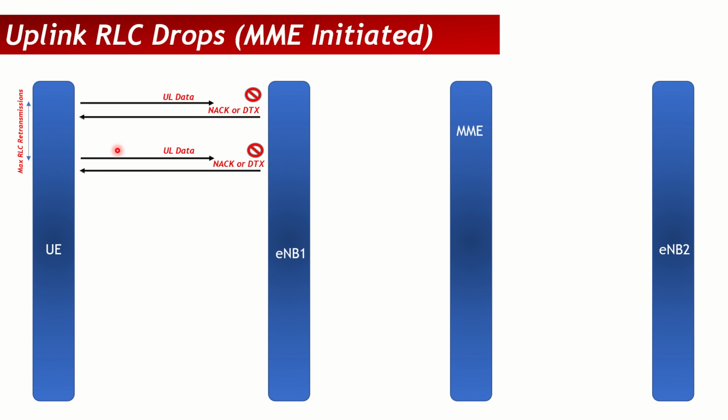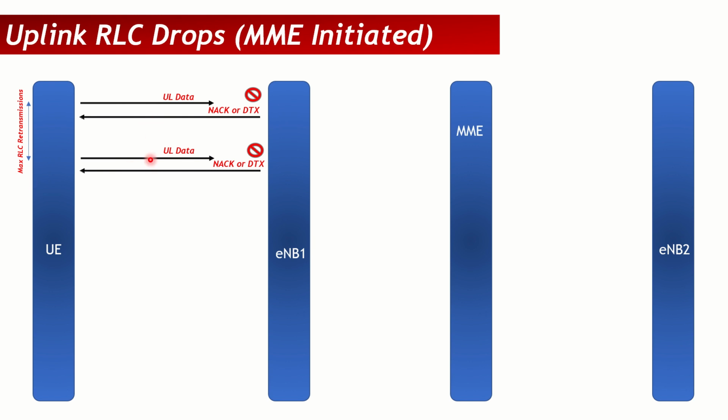As we discussed previously, in Downlink, there is a number of RLC retransmissions that the eNode B can do. The similar concept applies in Uplink as well. So a UE also has an RLC retransmission count. If it exceeds that, it will consider it a drop or a radio link failure. So let's say the UE sent uplink data and the eNode B could not decode it. We have eNode B1 here, so it will keep sending the retransmissions until it has tried all of the RLC retransmissions that it is configured with.